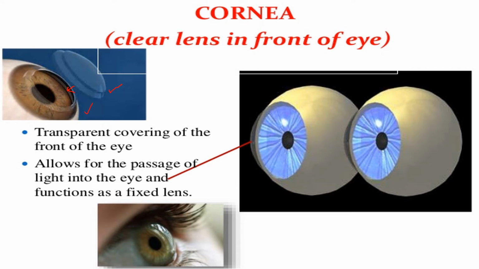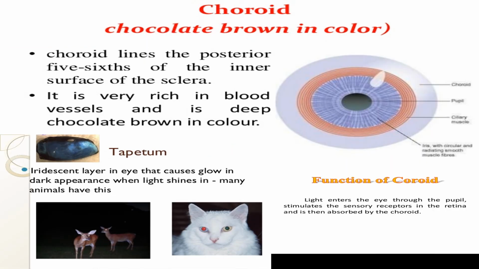The function of the cornea is that it allows the passage of light into the eye and it acts as a fixed lens. That is the function of the cornea. And now going into the middle layer of the eye, which consists of the choroid as well as the ciliary body and iris. Coming to the choroid, it lines the posterior surface, and here the anterior part ends in the form of the ciliary body.